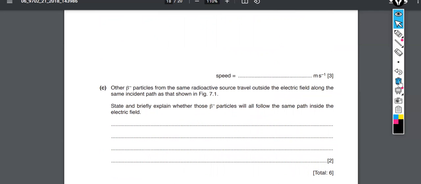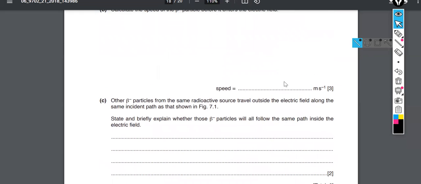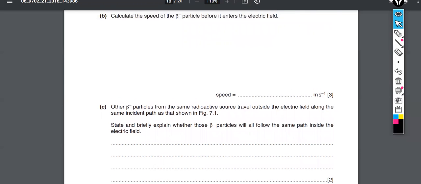The question goes on to read, other beta minus particles from the same radioactive source travel outside the electric field along the same incident path as that's shown in figure 7.1. State and briefly explain whether those beta minus particles will follow the same path inside the electric field. Okay, they travel outside along the same incident path. Will they follow the same path inside the electric field?